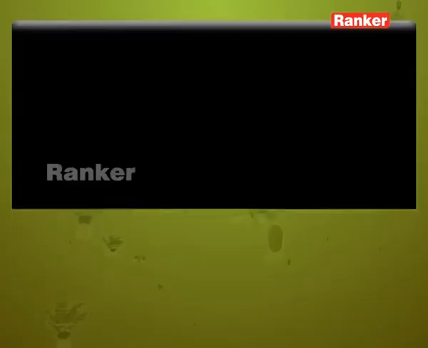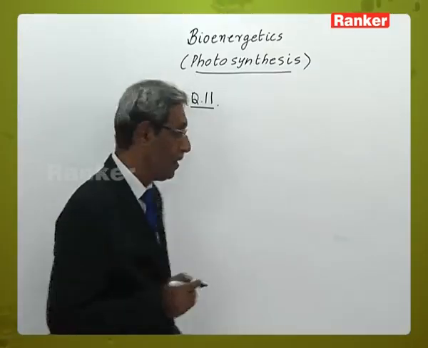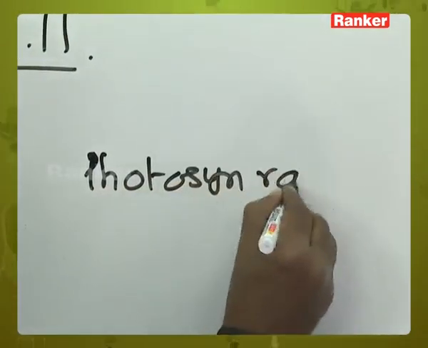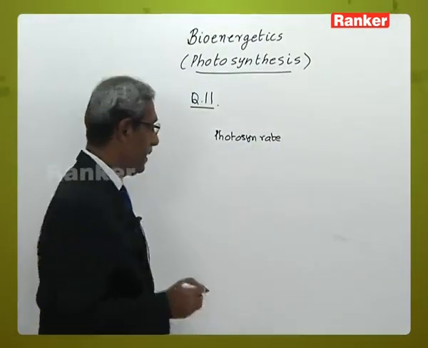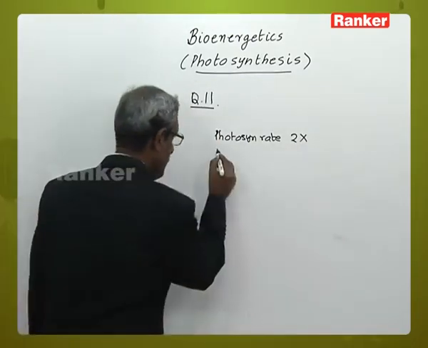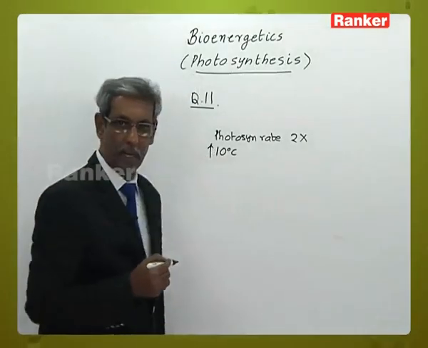Question number 11. The rate of photosynthesis is doubled for every dash rise of temperature until the optimum is reached. Choices are A 20 degrees centigrade, B 18 to 35 degrees centigrade, C 75 degrees centigrade, D 10 degrees centigrade. Whenever we take photosynthesis, the rate of photosynthesis is always doubled, that is 2x, for every 10 degree rise of temperature. For every 10 degree rise, the photosynthetic rate is doubled.